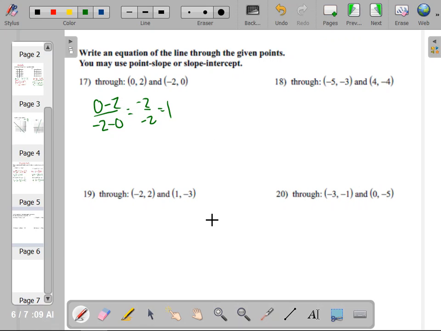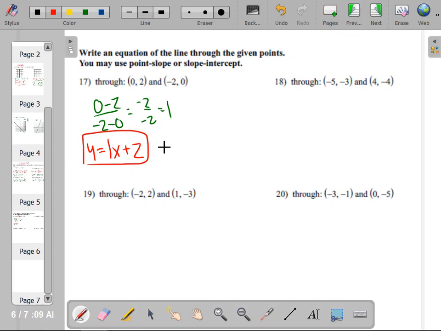Now, if you're given the y-intercept, you can write it in slope-intercept very easily. Y equals 1x plus, since we're given the y-intercept, and I know that because the x-coordinate is 0, the y-coordinate is 2, that is the y-intercept. When x is 0, that's telling you the y-intercept is 2, so you could write it like that in slope-intercept.